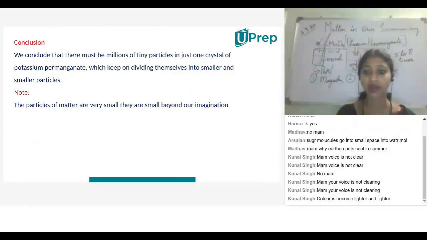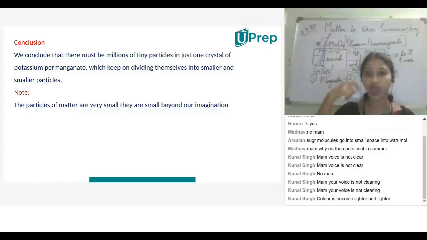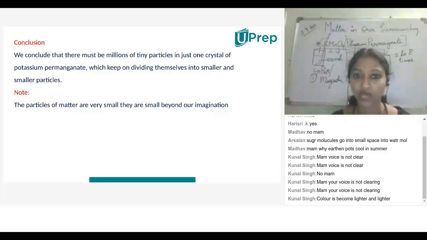They split by themselves beyond our imagination and transfer from the first beaker to the last beaker. What is the final conclusion from this evidence, children? We conclude that there must be millions of tiny particles in just one crystal of potassium permanganate, which keep on dividing themselves into smaller and smaller particles. Understood? Okay, note: the particles of matter are very small. They are small beyond our imagination. We can't imagine how small they are. They split by themselves and dissolve in the water, so that even one drop consists of these solute particles, like potassium permanganate particles.